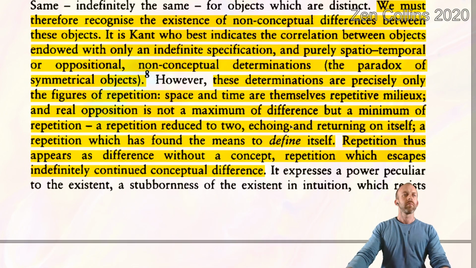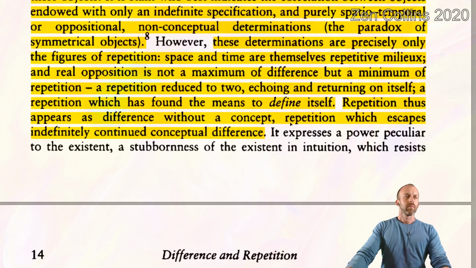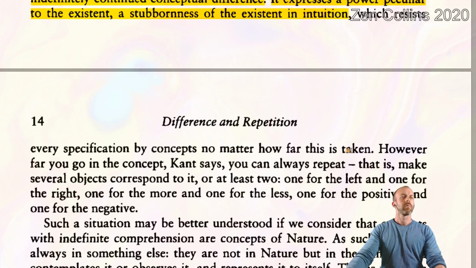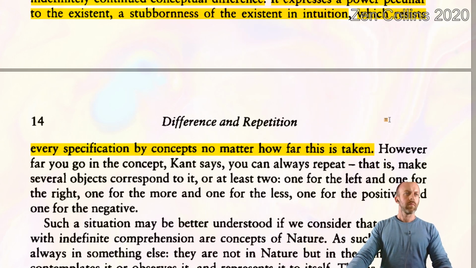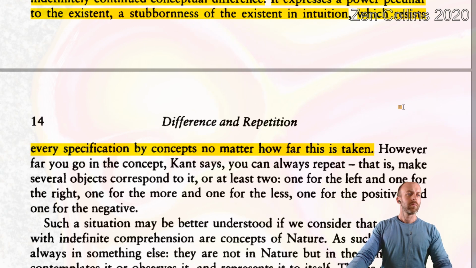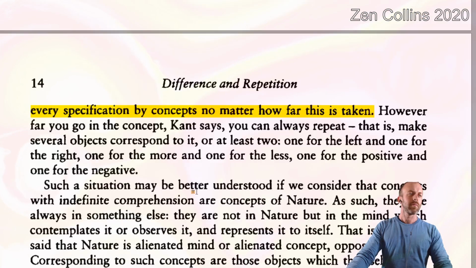It expresses a power peculiar to the existent, a stubbornness of the existent in intuition, which resists difference and repetition. Every specification by concepts, no matter how far this is taken, however far you go in the concept, Kant says, you can always repeat, that is, make several objects correspond to it. Or at least 2, one for the left and one for the right, one for the more and one for the less, one for the positive and one for the negative.